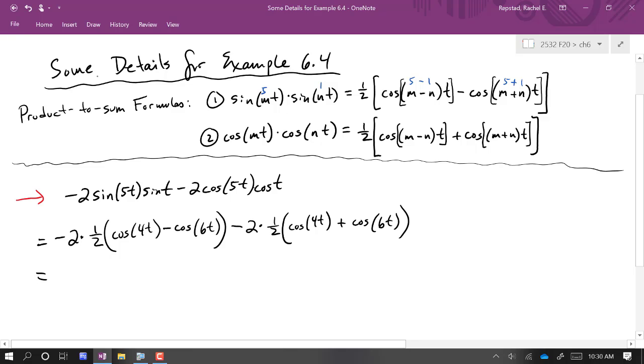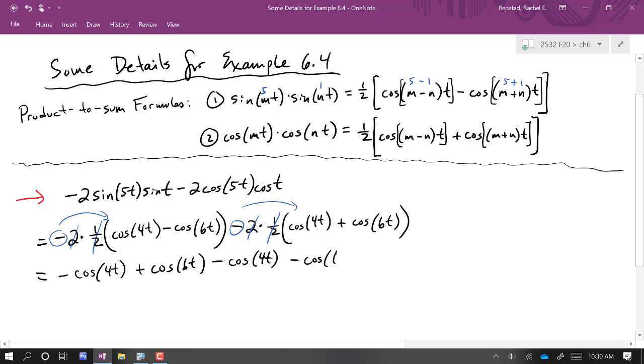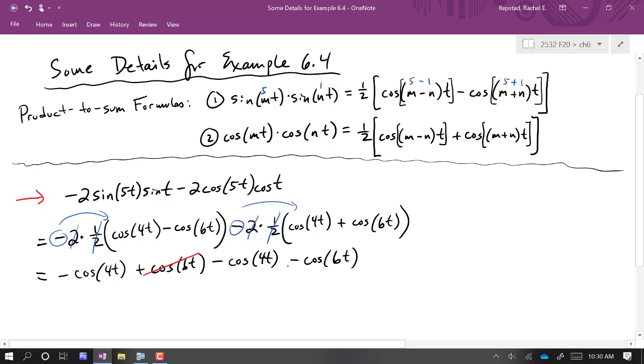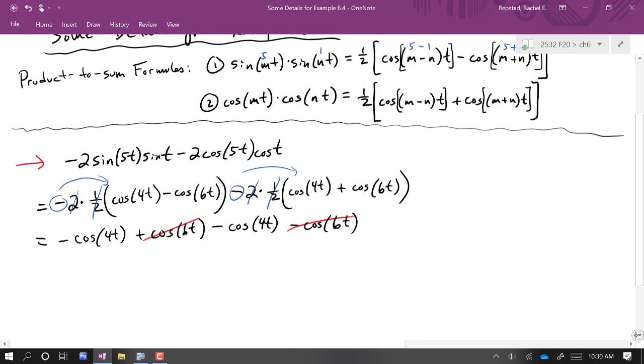So if I distribute, the 2 times 1/2, obviously those will cancel, and then I'm going to distribute the negative through each of those parentheses. So we have a minus cosine 4t plus cosine 6t. And then over here we got a minus cosine 4t minus cosine 6t. The plus cosine 6t and minus cosine 6t cancel, so we end up with minus 2 cosine 4t.